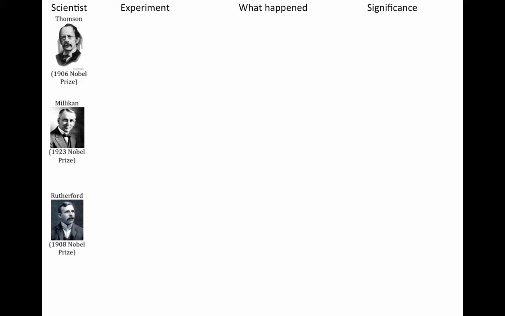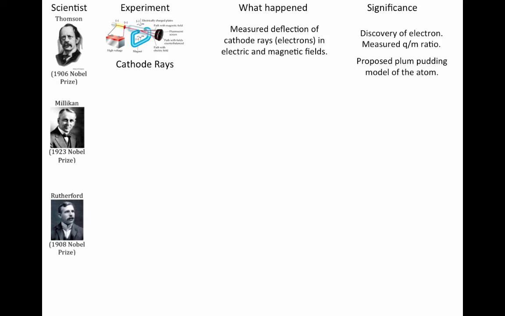First of all, the scientists and what experiments are associated with them. We want to be aware of three different scientists: Thomson, Millikan, and Rutherford. Looking at Thomson, his experiment involved the deflection of cathode rays, which we now call electrons, in electric and magnetic fields. He was able to measure the ratio of their charge to their mass. That's what the Q/M ratio represents. This led to him proposing a plum pudding model of the atom.